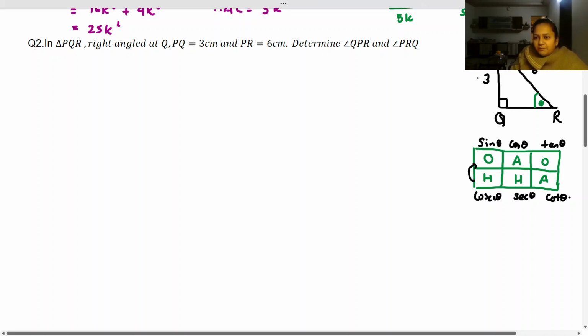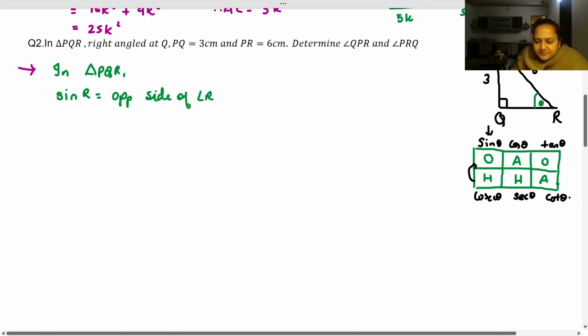So if I look at the opposite side and the hypotenuse, that means I need the trigonometric ratio sine. But sine of which angle? R, because I know the opposite side of R and I know the hypotenuse. So we are going to start with the solution and say, in triangle PQR, what is sine R? Sine R will be the opposite side of angle R upon the hypotenuse. Am I right?